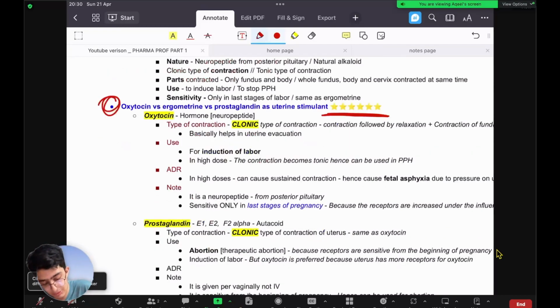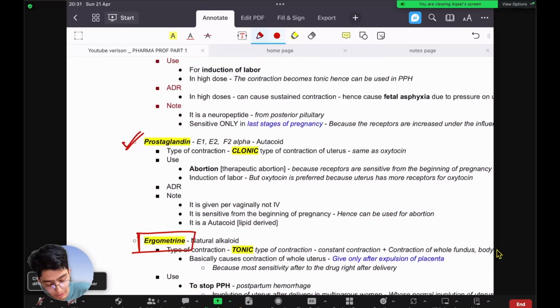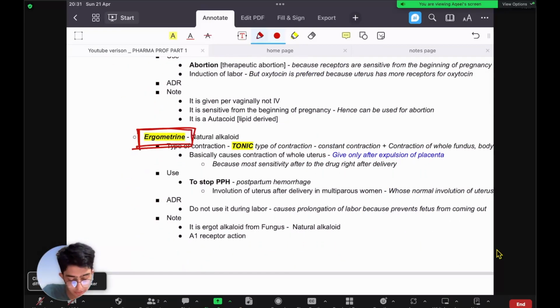So we discussed oxytocin, we discussed prostaglandin. So in this video we are going to discuss ergometrine, right? So what is ergometrine? Ergometrine is a natural alkaloid.